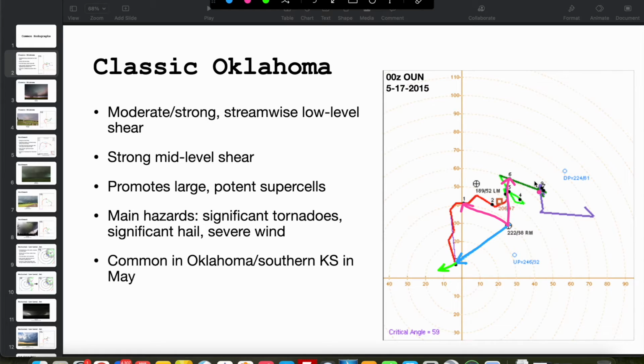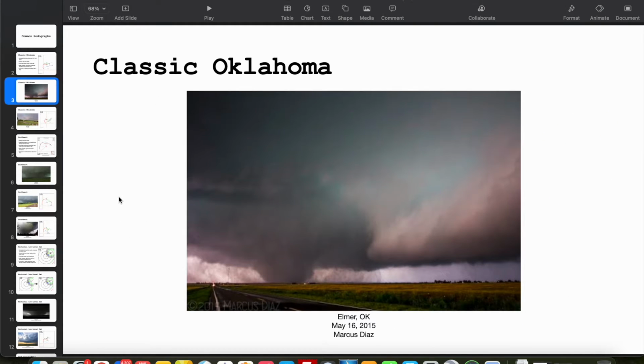So your main hazards with these hodographs are going to be significant tornadoes, significant hail, and damaging wind gusts. And this hodograph was associated with a pretty potent tornado outbreak across far northwest Texas into southwest Oklahoma, including the Elmer, Oklahoma tornado on May 16th, 2015.